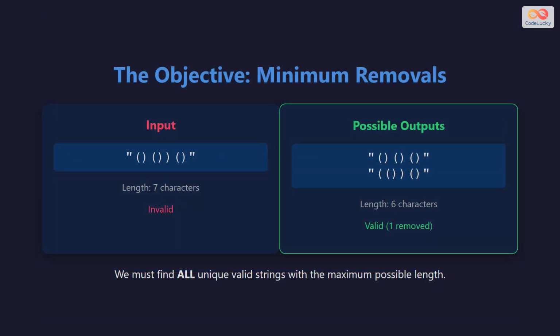Our goal is not just to find any valid string, but to find one that requires the fewest removals. In this example, by removing just one character, we can form two different valid strings. We need to return all of these unique valid variations.